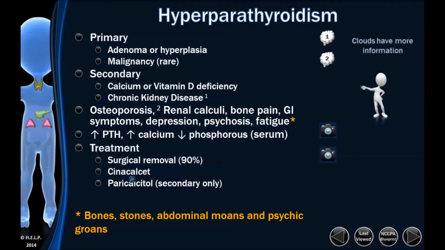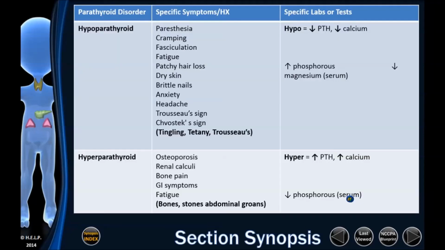Now, cinacalcet can be used for either. It's still mostly used for secondary. Paricalcitol can be used only for secondary, and these are both very commonly used in end-stage renal disease. So remember what we said, these specific symptoms: bones, stones, abdominal moans, and psychiatric overtones.